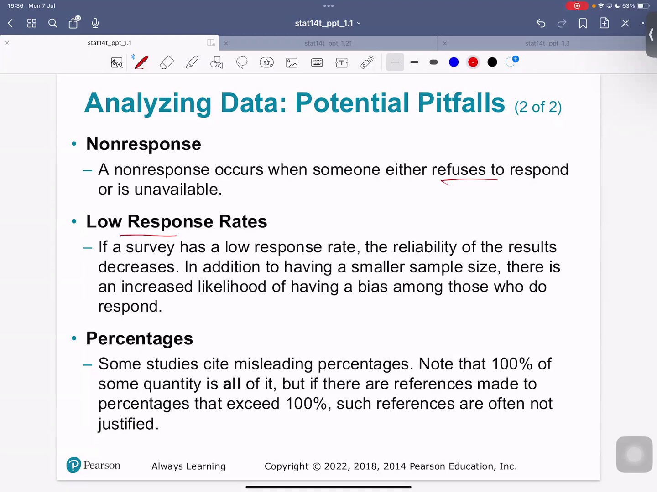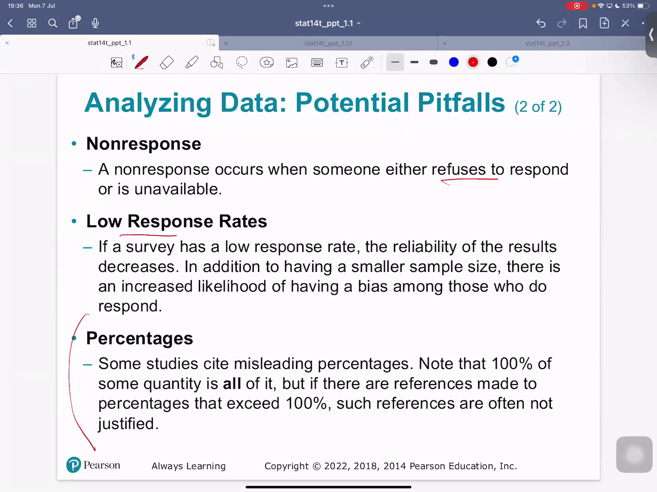What can be an example for this? What do you think? An example of what? An example for the percentages, potential pitfalls. Can you please give an example for the last case here? Some studies cite misleading percentages. Like, if a school had a survey, but not everybody participated because some of them didn't want to respond to that particular survey.